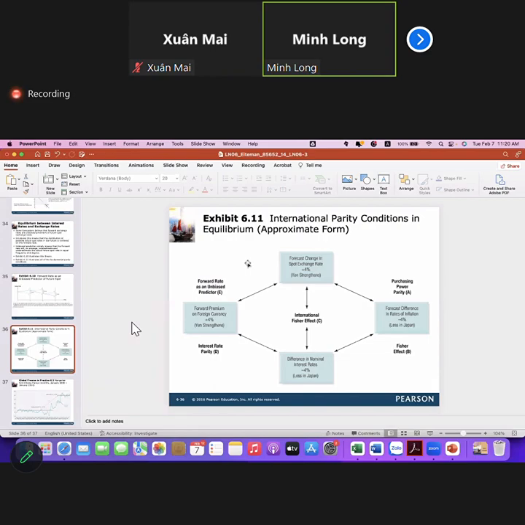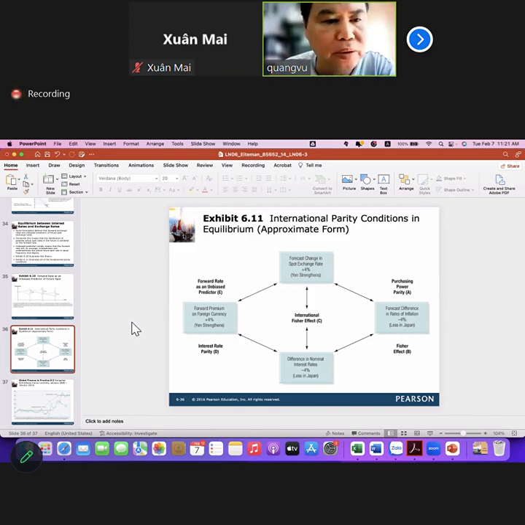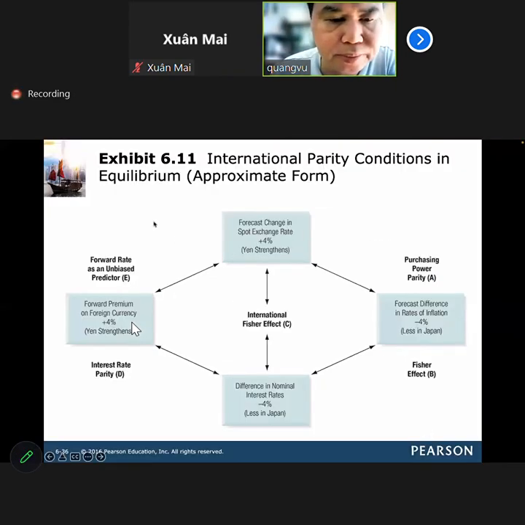Because when you use the relative purchasing power parity, it means you have to know about one or two things, like the forecast change in spot exchange rate or the forecast difference in rate of inflation, right? Okay. Good point. Let me explain the question. Good question.